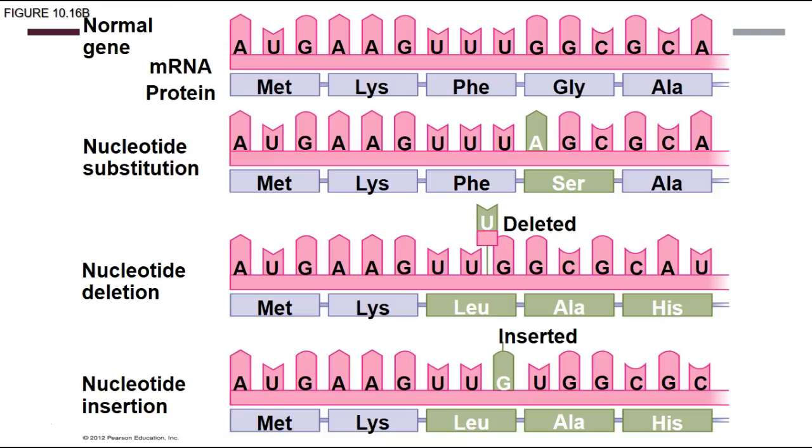Here are a couple of other things that can happen. Okay, there's my normal gene up there at the top. If I have a substitution of this guanine for an adenine, that changes this amino acid from glycine to serine. If we take out one of these uracils here and shift everything down that way, that changes everything after the lysine to a different amino acid. Or if we insert something there in between two U's here, then that would change everything from that point on as well, all of which are going to cause some kind of a problem with the eventual polypeptide.